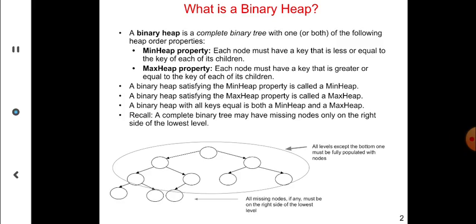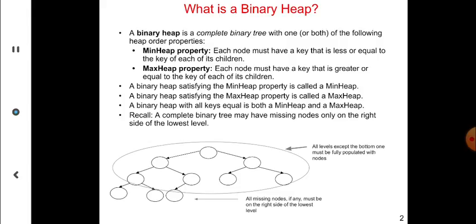So what is a binary heap? A binary heap is a complete binary tree. Please remember, it's not a full binary tree, but complete binary means it grows from left to right with one of the following heap order properties.